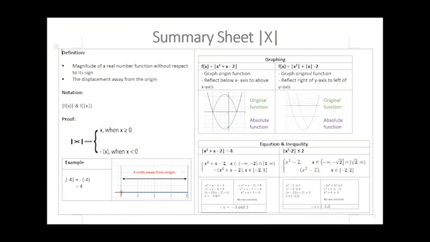In summary, absolute value is the displacement of a function from the origin. It is usually represented using a piecewise function consisting of positive and negative cases. When graphing the absolute value of f of x, draw the original function and reflect components below the x-axis to above. When graphing f of absolute value of x, draw the original function and reflect components from the right of the y-axis to the left. When solving equations and inequalities of absolute values, use cases to calculate all possible solutions and eliminate answers that are outside a given domain.